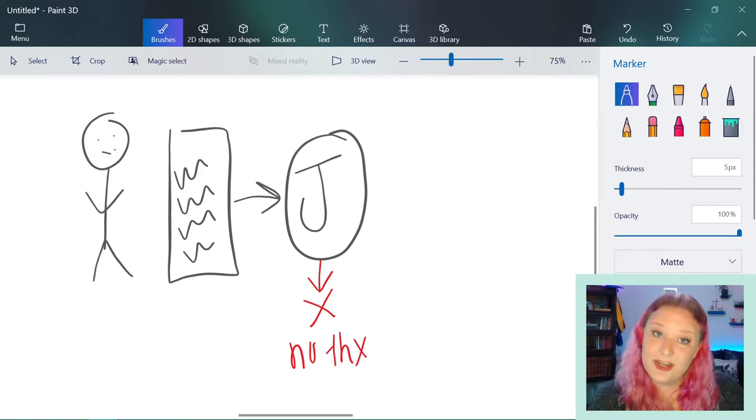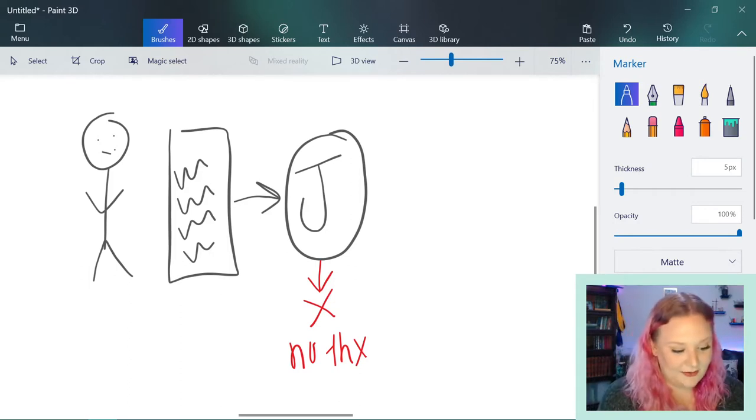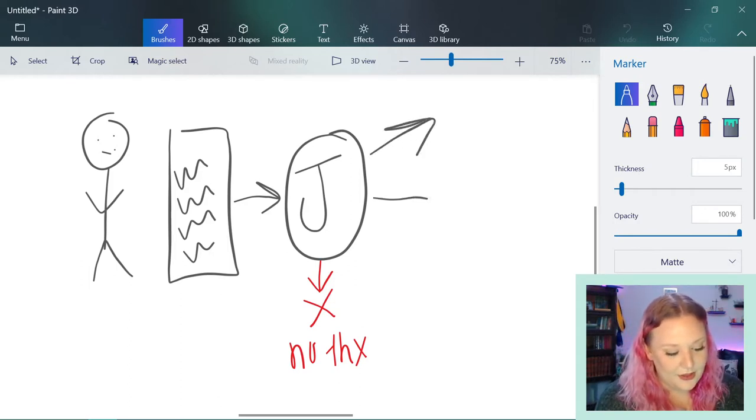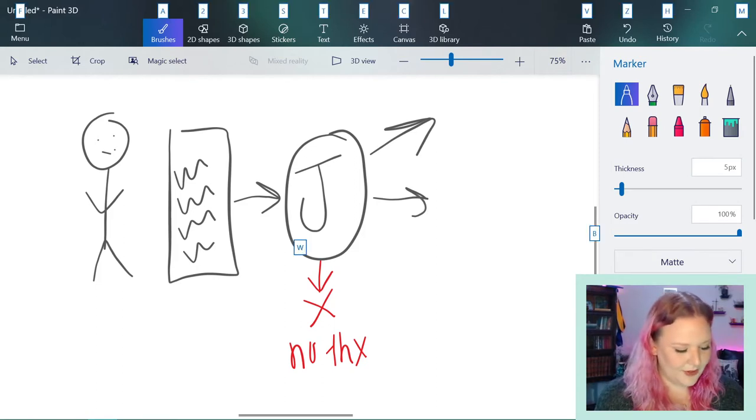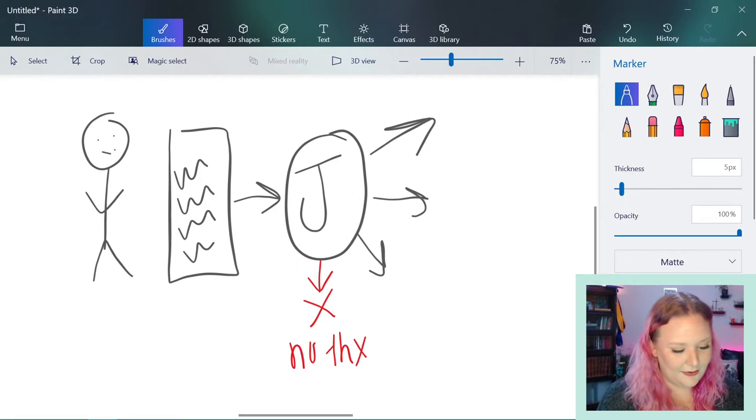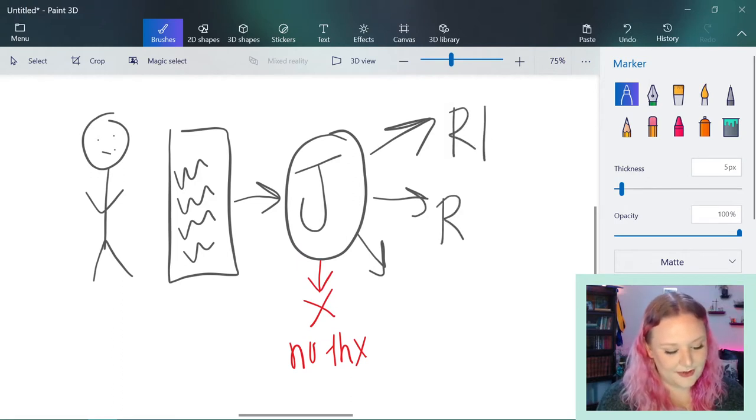The reviewers are anonymous, but a lot of times you might have an idea of who it might be. So usually it gets sent to three reviewers. We're just going to call them reviewer one, reviewer two, and reviewer three.